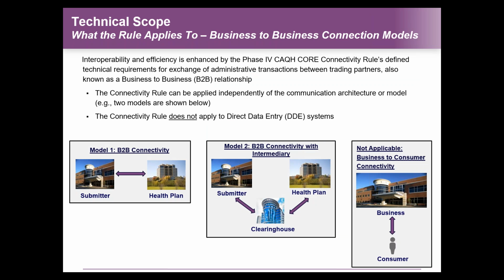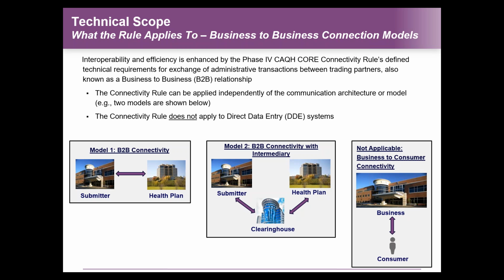The connectivity rule can be applied independent of the underlying communication architecture and model. 2 models are shown in this diagram. The model on the left is one where a client interacts directly with a server. This is a B2B or business-to-business interaction. And the second model that you see in the middle is one where a client, or the submitter in this case, is interacting with a server through an intermediary such as a clearinghouse. So both these models are places where the connectivity rule can be applied.